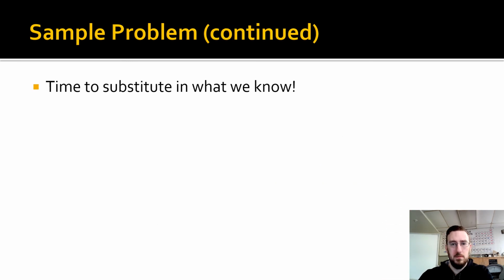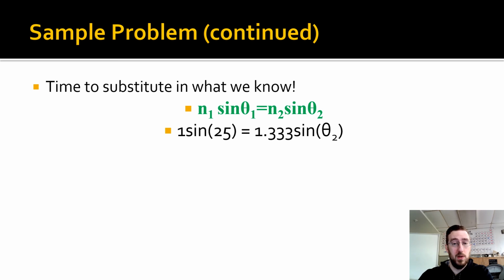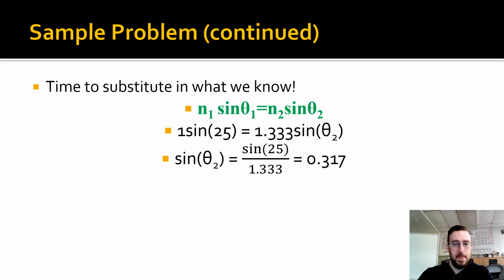All right, so now we're going to start with Snell's law and plug things in that we know. We know that n1 is 1, theta 1 is 25, n2 is 1.333. So we have all that information right there. Now let's divide both sides by this 1.333 number. So all I did was divide both sides by 1.333. That cancels it on here, so we have sine theta 2 equals sine of 25 divided by 1.333. Because 1 times sine 25 is sine of 25. Type all this stuff in the calculator and get 0.317.